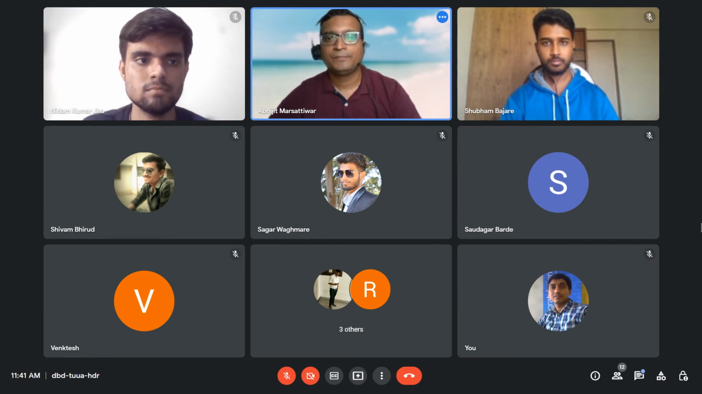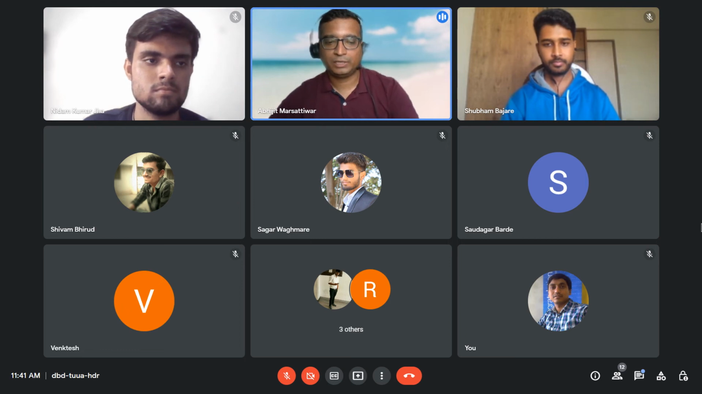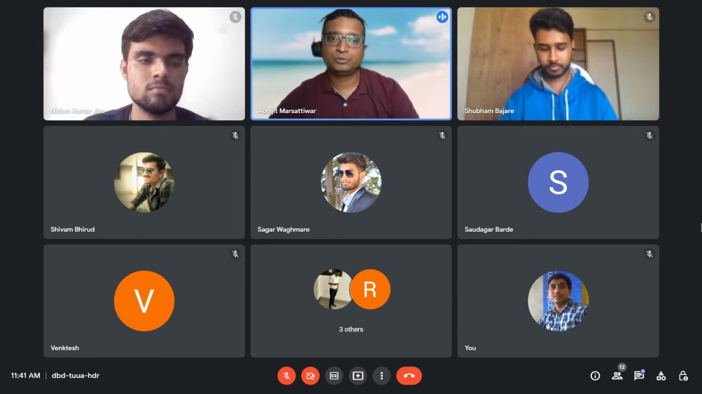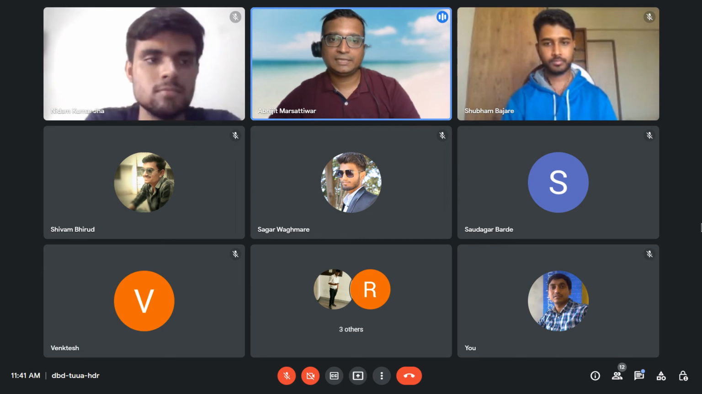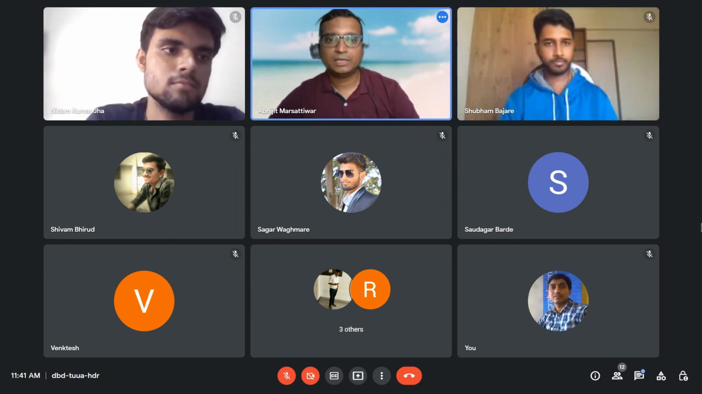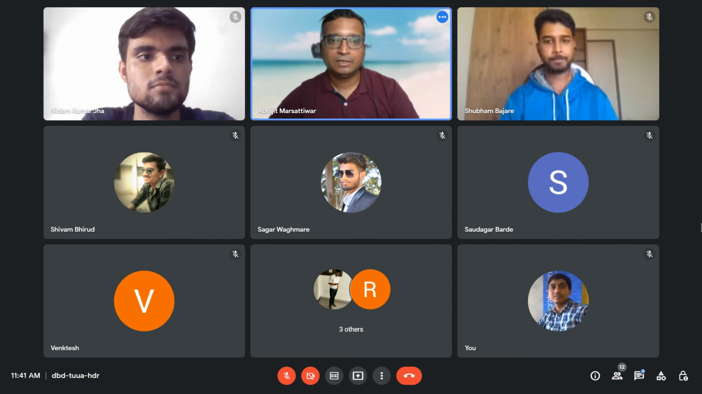And CAP theorem states that you can achieve only two of these. Usually we have to select between consistency and availability. So when we have multiple nodes, we have to replicate data across multiple nodes, right? So sometimes we have to let go of consistency. So we will say that my system is 100% available, but it is not 100% consistent.